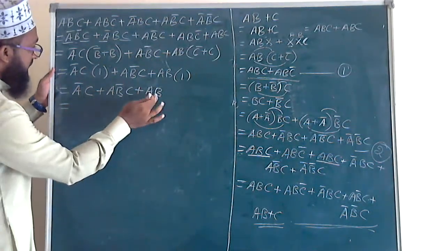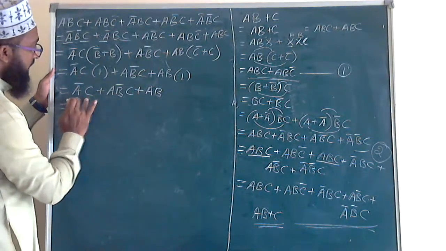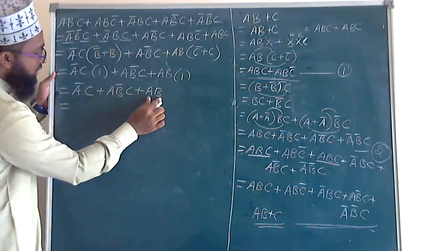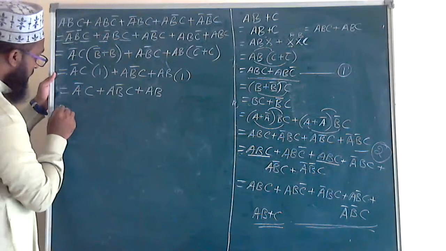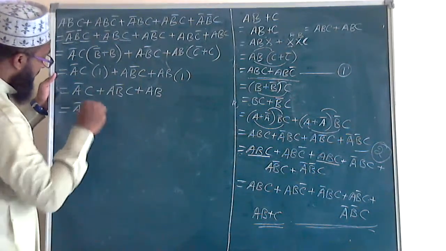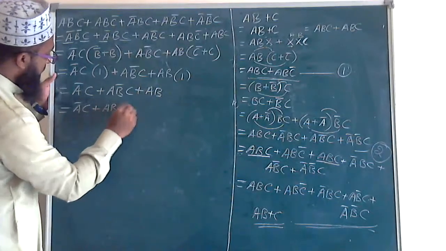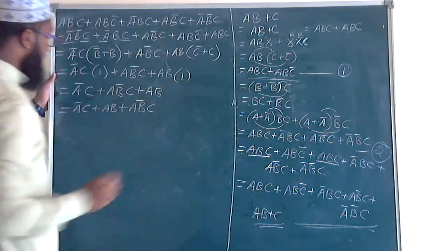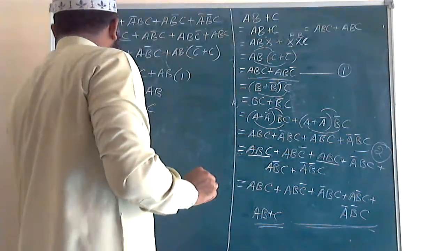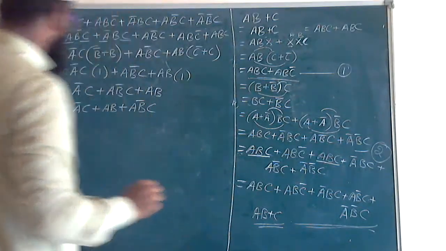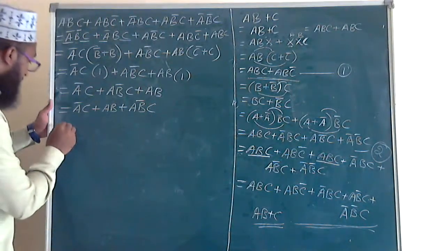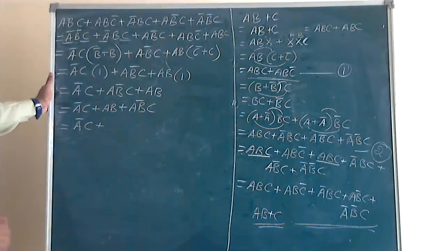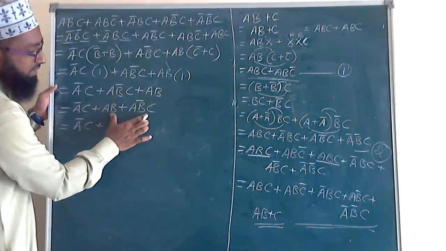Now just take A B here. Two variable terms make one side. A bar C is a two variable term, A B is a two variable term. Make these things one side, which is equal to A bar C plus A B plus A B bar C. Then after that, write down A bar C as it is. Is there any common thing here? We have to check again.